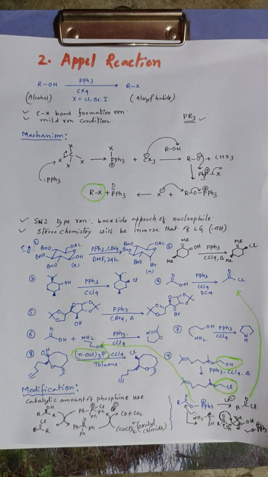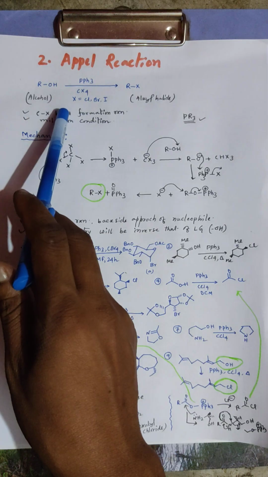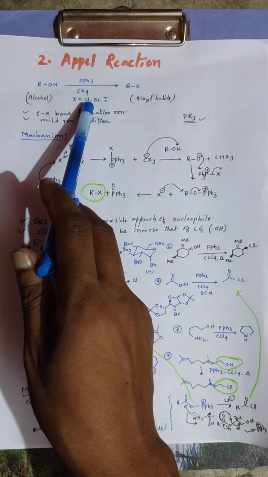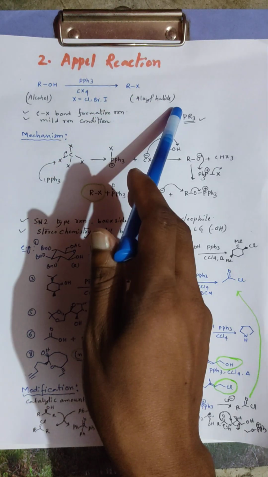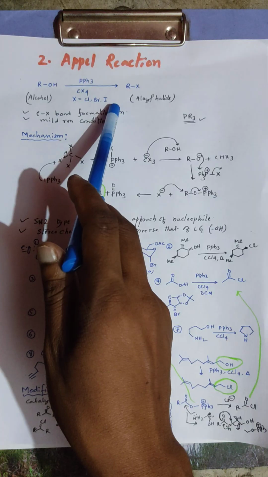Hi guys, in the name reactions and mechanism category, we will discuss a new reaction called the Appel reaction. What is that? When an alcohol undergoes reaction with triphenylphosphine and carbon tetrahalide, it produces the alkyl halide. This halide may be the chloride, bromide or iodide.